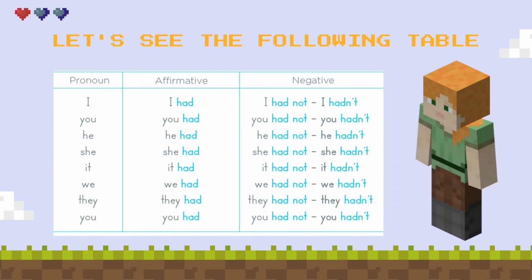Let's see the following table. Pronouns: I, you, he, she, it, we, they, you. Affirmative: I had, you had, he had, she had, it had, we had, they had, you had. Negative, plus contraction: I had not, I hadn't. You had not, you hadn't. He had not, he hadn't. She had not, she hadn't. It had not, it hadn't. We had not, we hadn't. They had not, they hadn't. You had not, you hadn't.